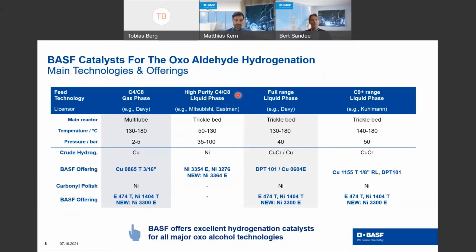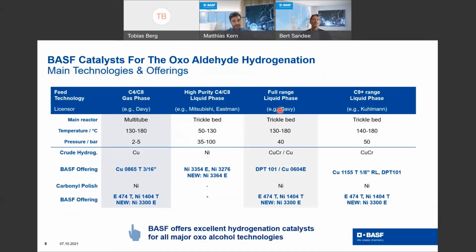And then there's additionally also copper and copper chrome based liquid trickle phase technologies, Davy and Kuhlmann. Davy is offering it for the full range of aldehydes. Kuhlmann is more for the higher aldehydes. We have offerings for that market, but unfortunately, there is no time to also present that today. But if you have inquiries on that topic, please feel free to contact either Matthias or myself.